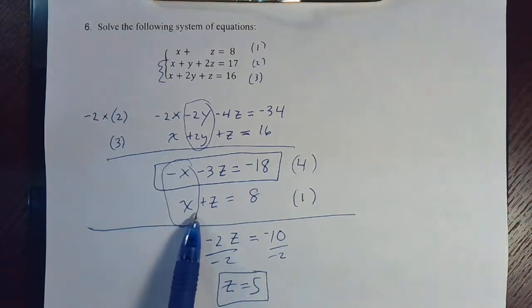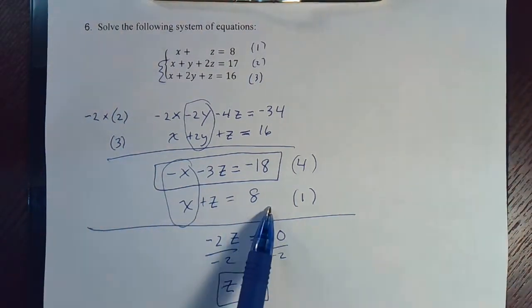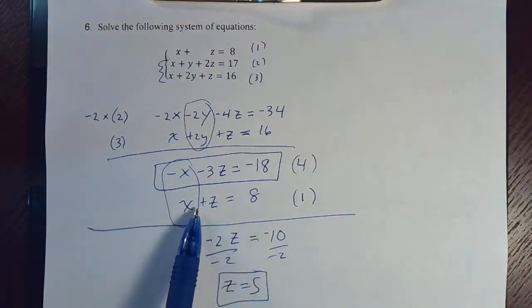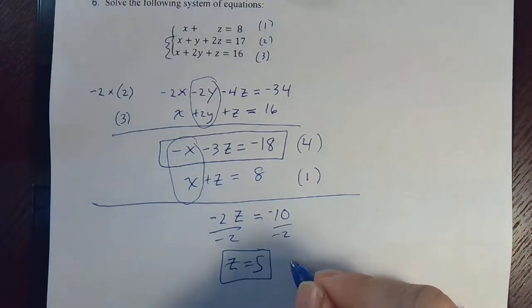Well, now we can easily go back to either one of these equations. This one will make it really easy. If z is a 5, what is x? x plus 5 equals 8 means x is a 3.